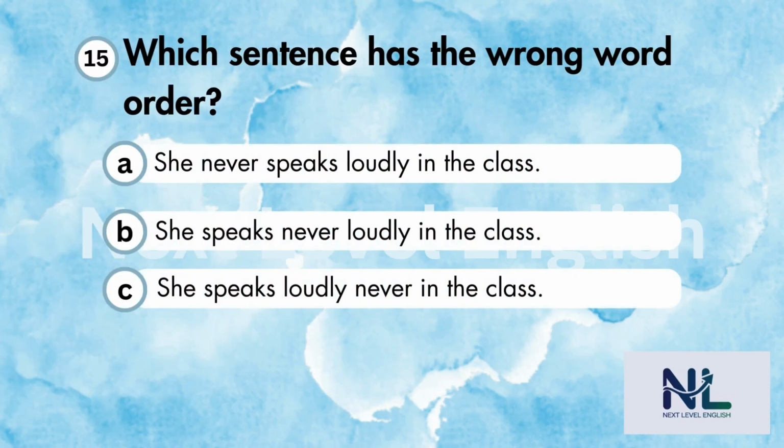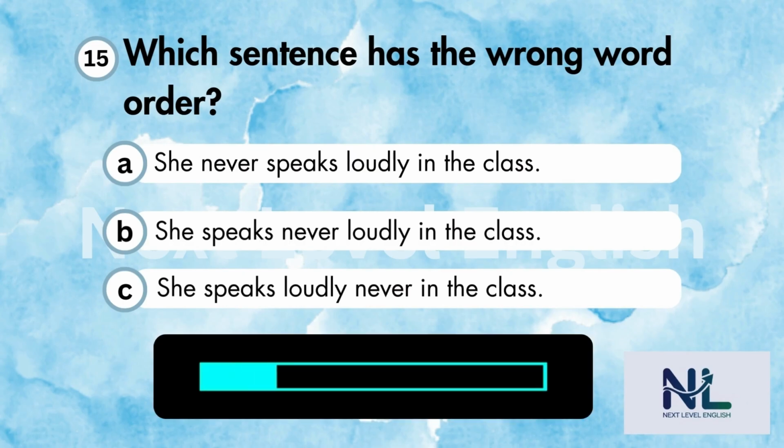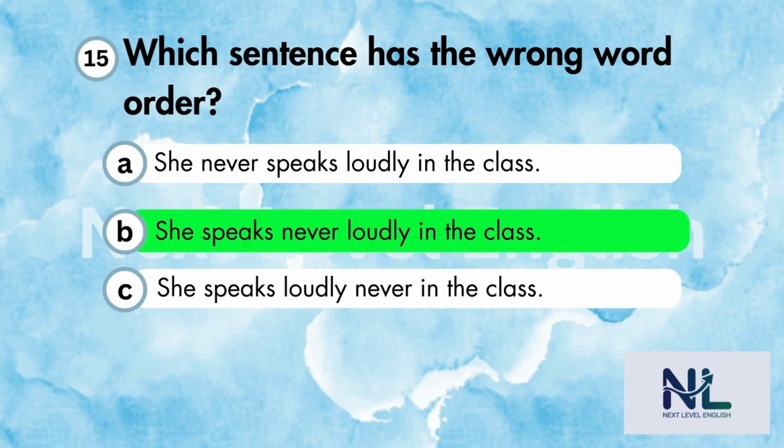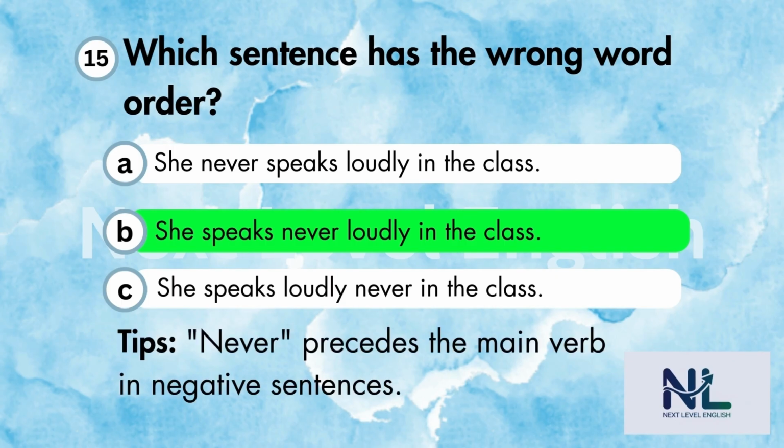15. Which sentence has the wrong word order? She speaks never loudly in the class. Tips: never precedes the main verb in negative sentences.